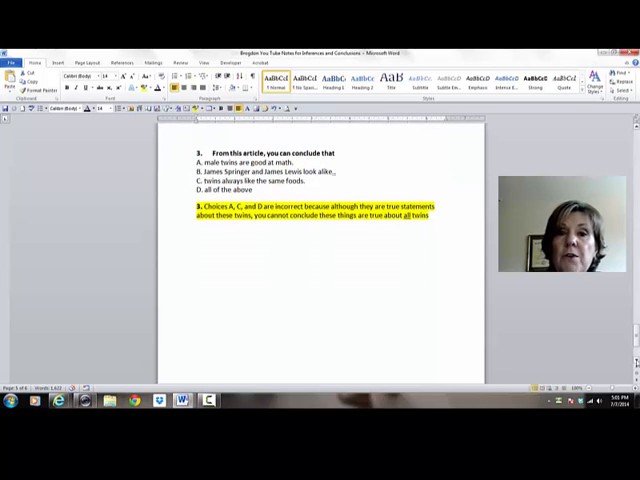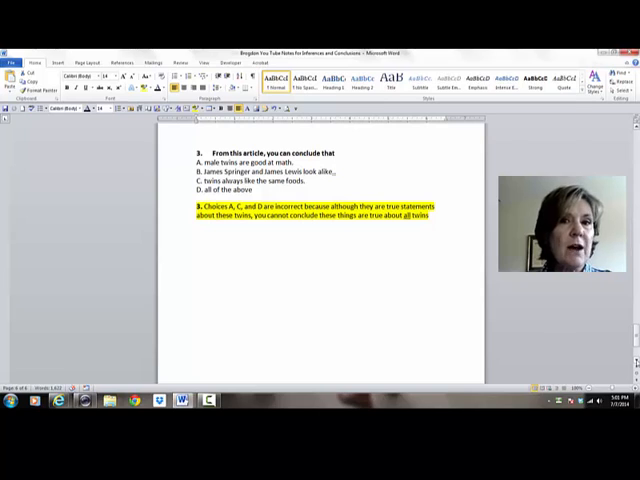From the article, you can conclude that male twins are good at math. James Springer and James Lewis look alike. Twins always like the same foods, or all of the above. Well, choices A, C, and D are incorrect because although they are true statements about these twins, you cannot conclude these things are true about all twins. So, when you're making conclusions, you have to base it on facts. And from the facts, then you conclude what the author is saying.